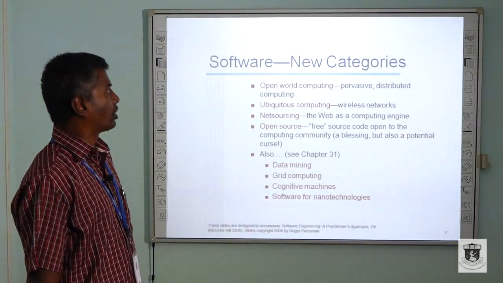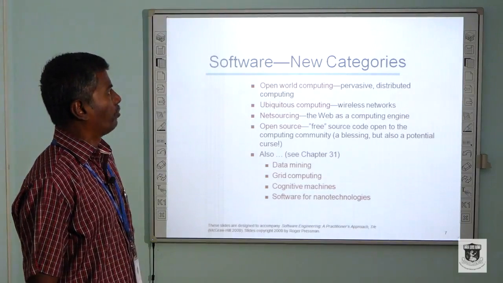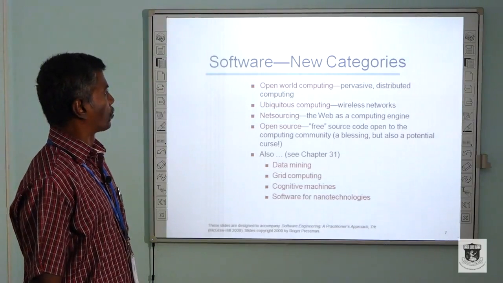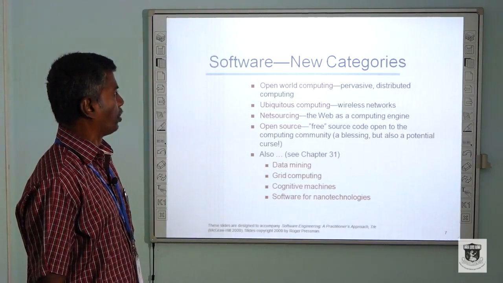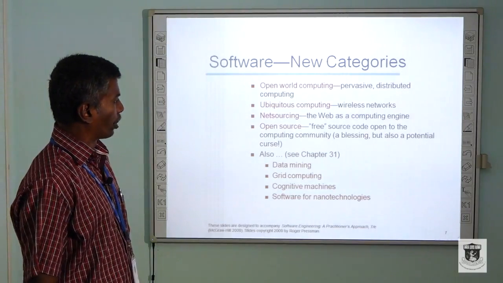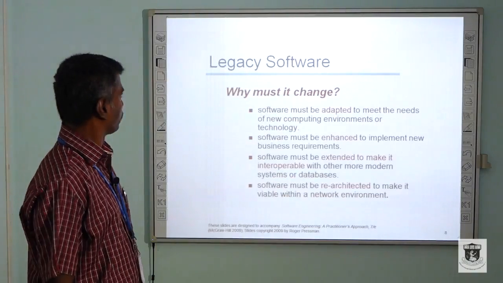Ubiquitous computing, that is for wireless networks. Then net sourcing, that is the web as a computing engine. Then open source, this is free source code open to the computing community. Then we also discuss data mining, grid computing, cognitive machines, and software for nanotechnologies.